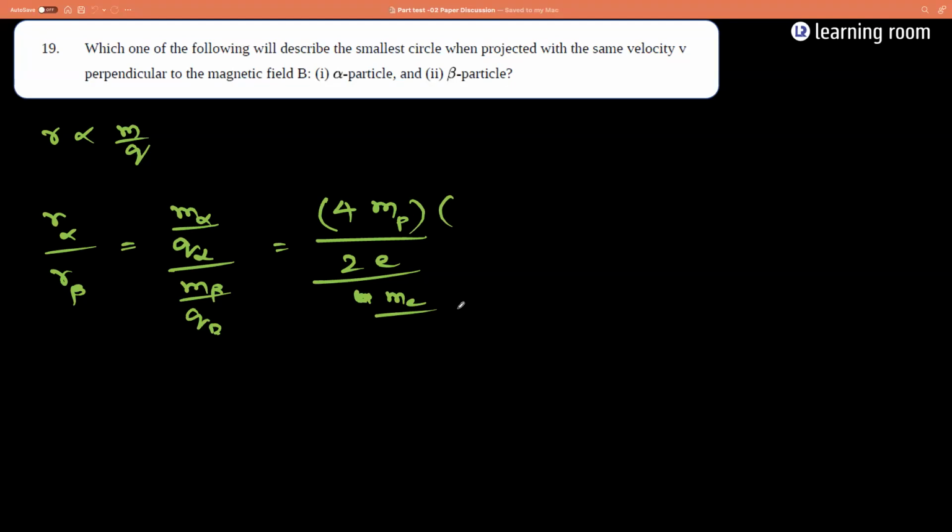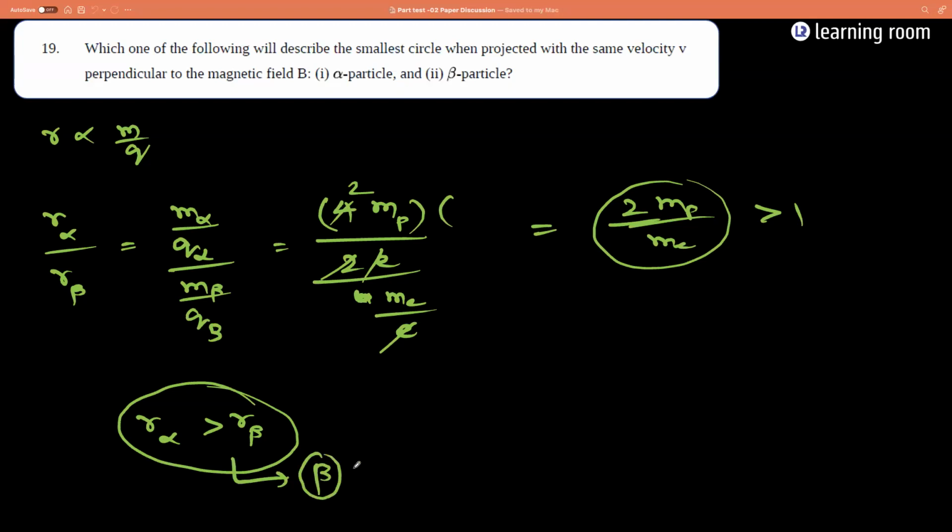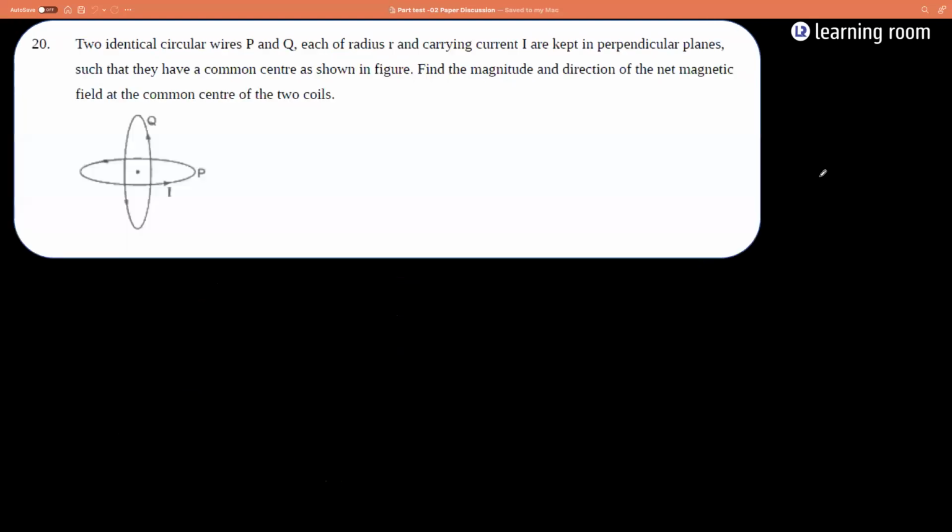So me divided by q beta, the charge of the beta particle, which is going to be the charge of an electron. E and E will get cancelled, so this will go twice. So 2 times mp divided by me. Mass of proton by mass of electron, which one is going to be more? So this will be a ratio greater than 1. So R alpha will be greater than R beta. Which one takes the smaller radius? Beta particle. You need not sit and solve it. If you are able to say that this ratio is greater than 1, then it is more than sufficient.